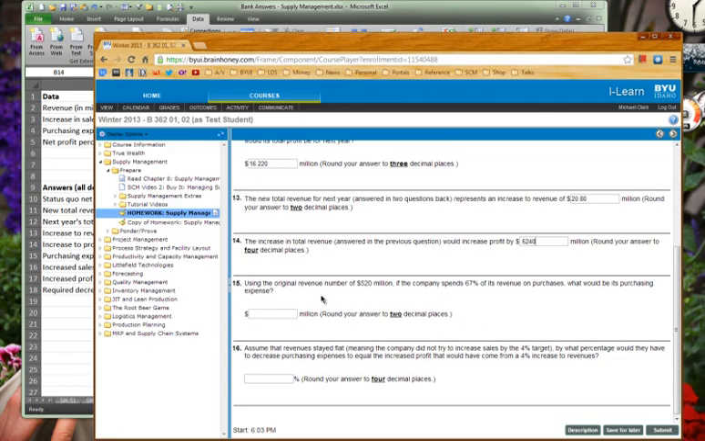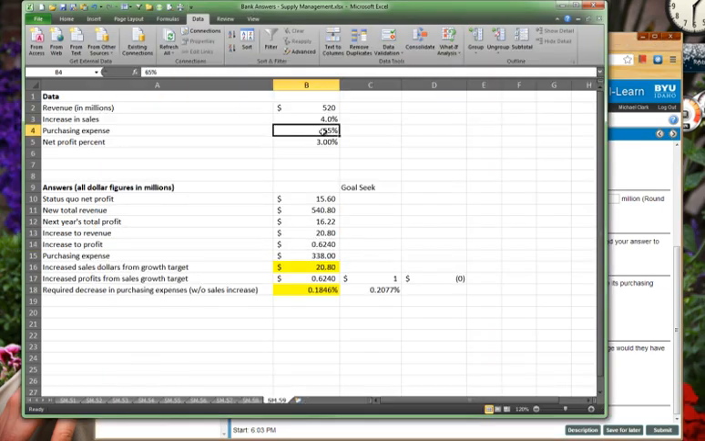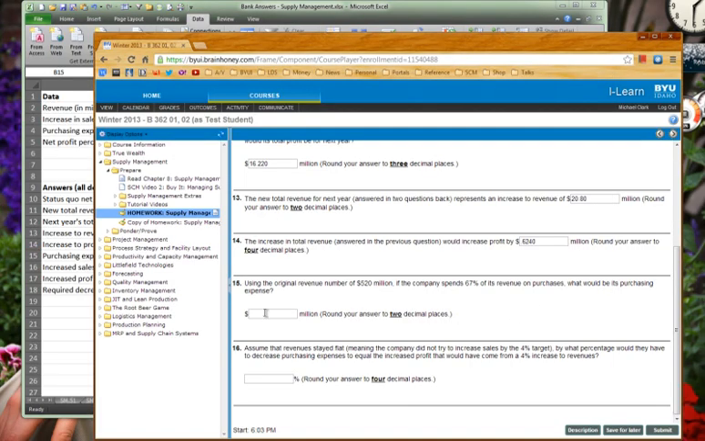Using the original revenue number of $520 million, if the company spends 67% of its revenue on purchases, what would be its purchasing expense? For that one we simply take 67% and multiply that by the $520 million in revenue, and that gives us a purchasing expense of $348.4 million.